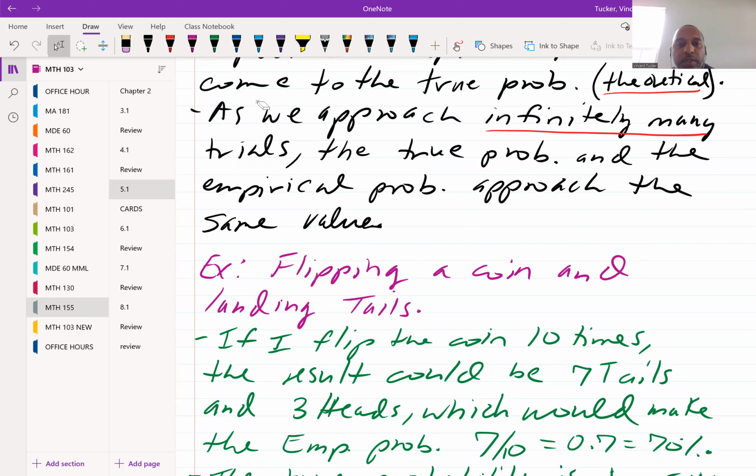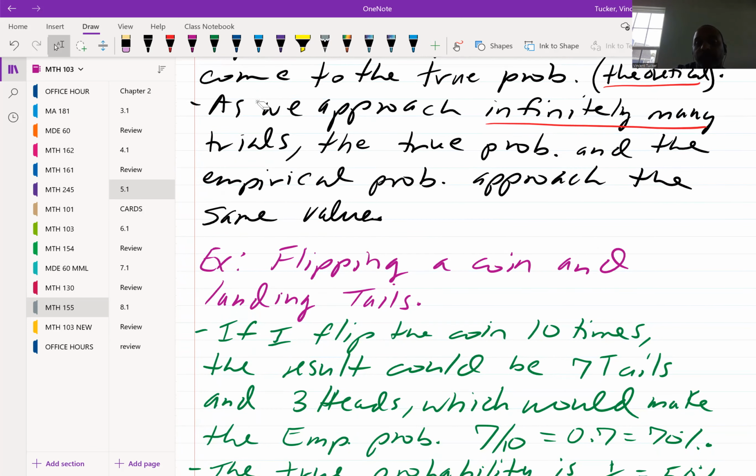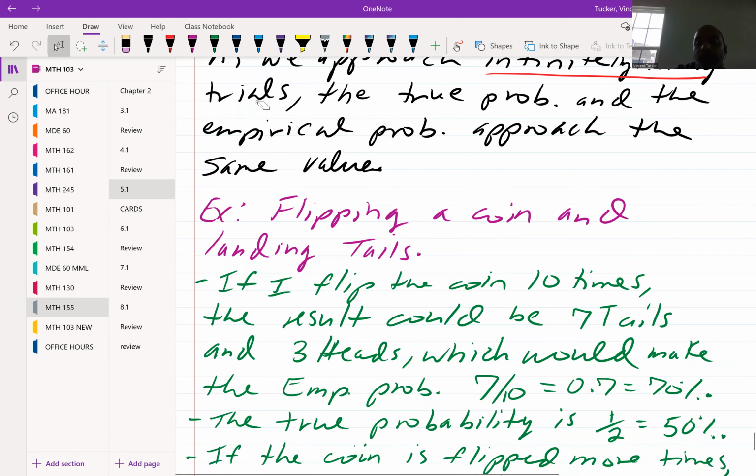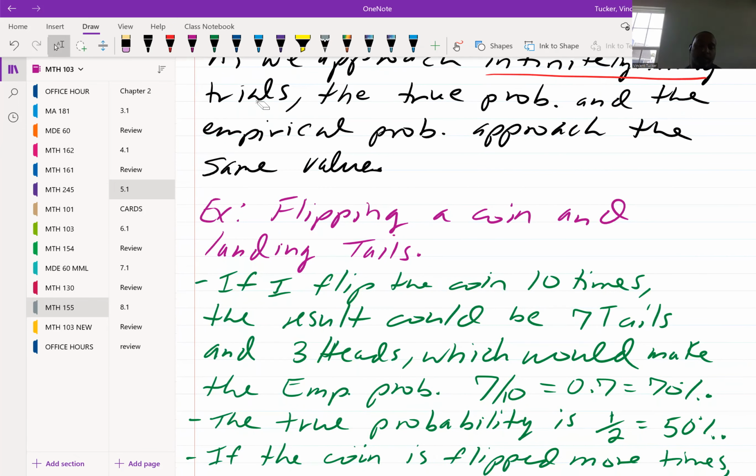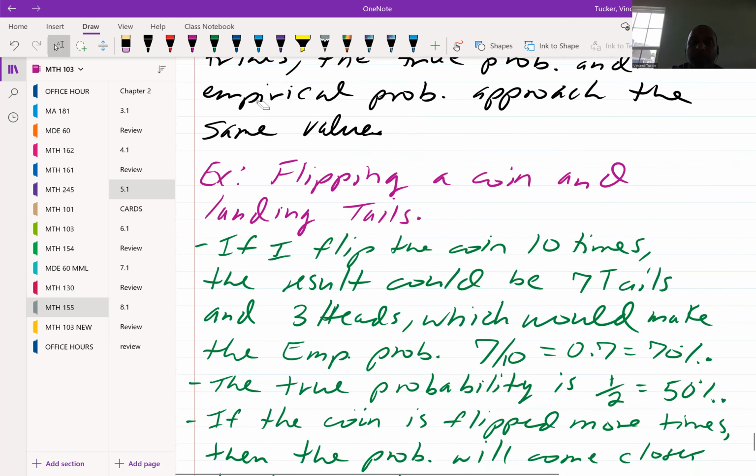All right, so an example of both of these, comparing the two: flipping a coin and landing tails. If I were to flip a coin 10 times, the result could be 7 times tails up and 3 times heads up, which would make the empirical probability of landing tails 7 out of 10, which is 70%. But the true probability we've calculated already is 50%, 1 out of 2. We've got a 1 out of 2 chance of getting tails versus heads. Write down with the black.